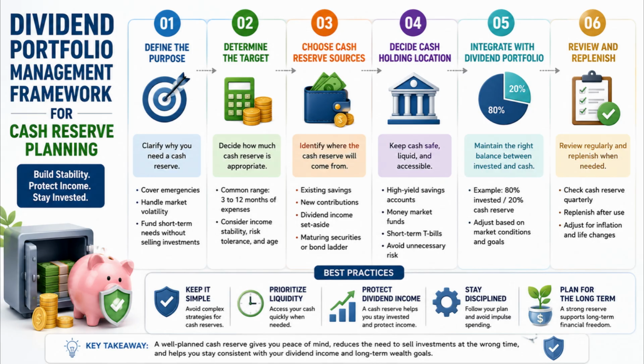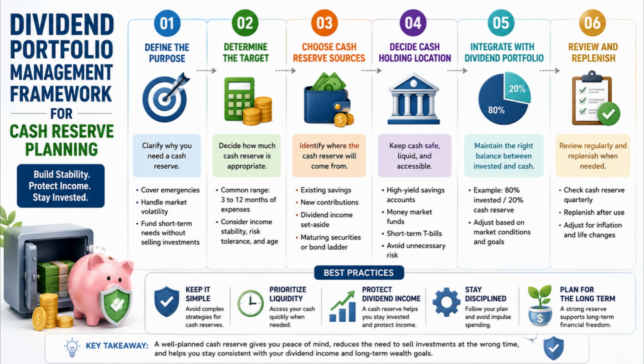Next, you determine the target amount. A common range is 3 to 12 months of expenses, depending on income stability, risk tolerance, age, and personal responsibilities. For example, someone with stable income may need a smaller reserve, while someone with uncertain income or higher expenses may need a larger cash cushion.